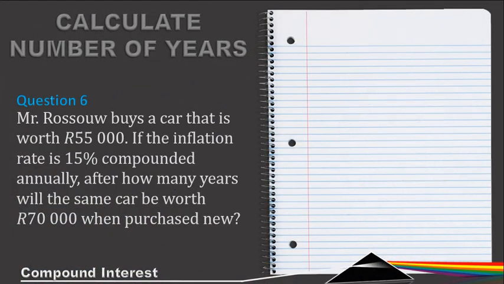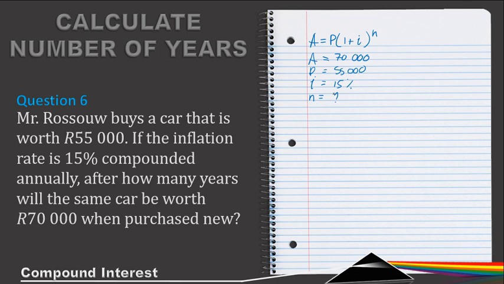Okay, so question 6. Mr. Rousseau buys a car that is worth 55,000 Rand. If the inflation rate is 15% compounded annually, after how many years will the same car be worth 70,000 when purchased new? Alright, so compound interest we start with A = P(1 + i)^n. We list A, P, i, n, and we extract all the information that they give us. So we know the starting value is 55,000. We know the final amount will be 70,000, and our interest is 15%. Number of years is what I want to find.